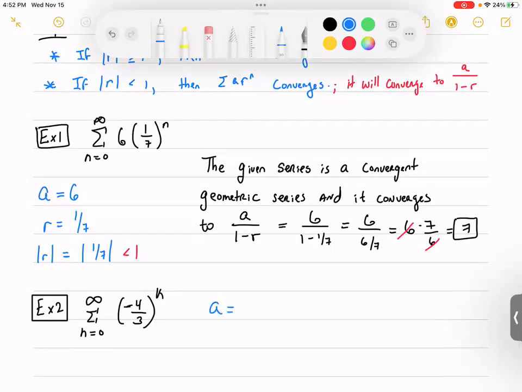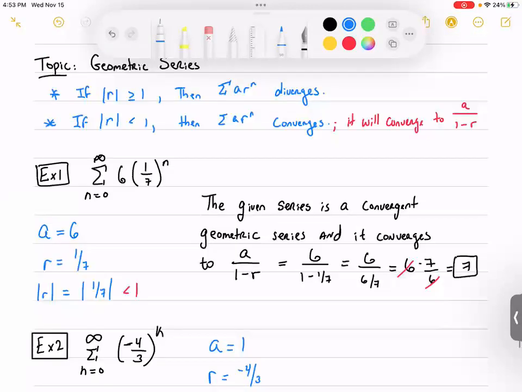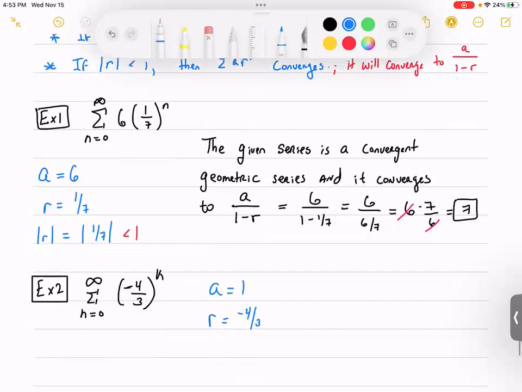In the second example, what is the value of a? 1. What is the value of r? Negative 4 over 3. Now here, you've got to be careful. When r is equal to negative 4 over 3, negative 4 over 3 is clearly less than 1. But what we have to consider is the absolute value of r, because that is what we're comparing to 1. So if I take the absolute value of negative 4/3, it's going to be just 4 over 3.